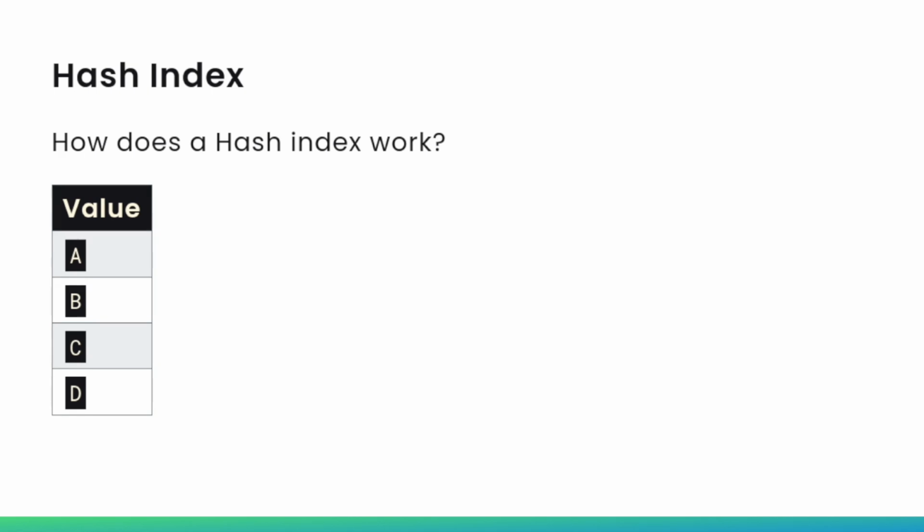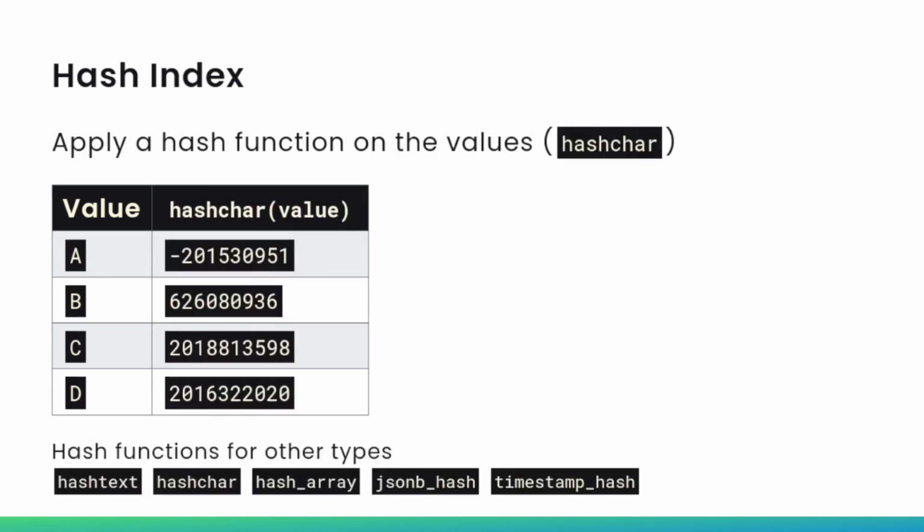And we're going to do that by building a hash index together. So let's say we have these values A, B, C, and D, okay? The first thing that we want to do is apply a hash function on these values. Postgres has lots of hash functions for different types. In our case, this is a character specifically, so we use hash char. Now that we apply the hash function on each of our values, we get the hash value, right?